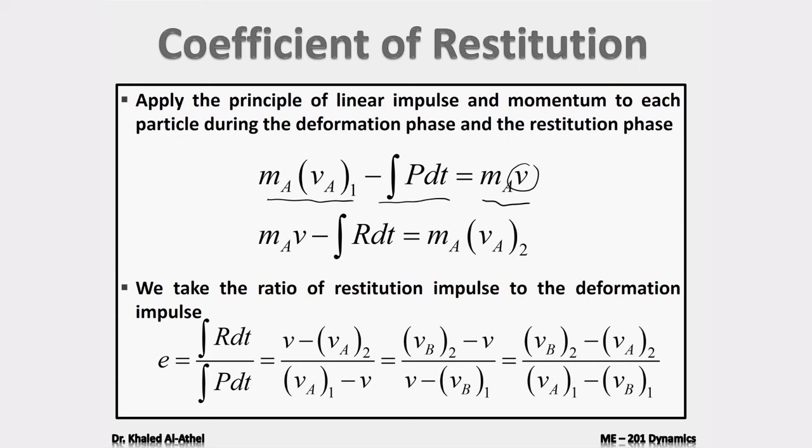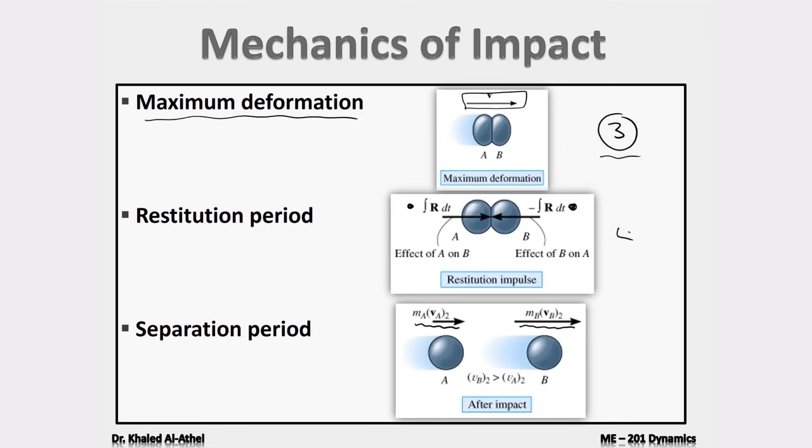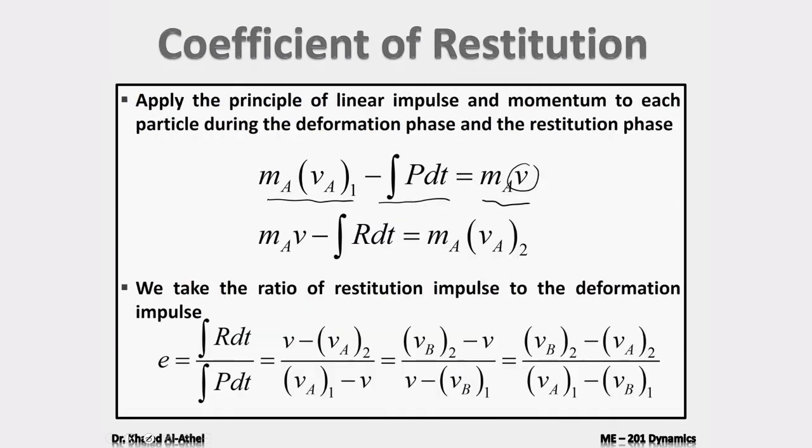And then I can do the same thing going from case 3 to 4 when the restitution impulses will start acting, and then 5 when they separate. So I'm going to write the same thing. Now, the initial velocity at stage number 3 is the shared velocity, minus the integral of R dt because it is B acting on A, and then I have mA vA2. Now, the coefficient of restitution is defined as the ratio of the restitution impulse over the impact impulse P. Once you do it, you get this expression.